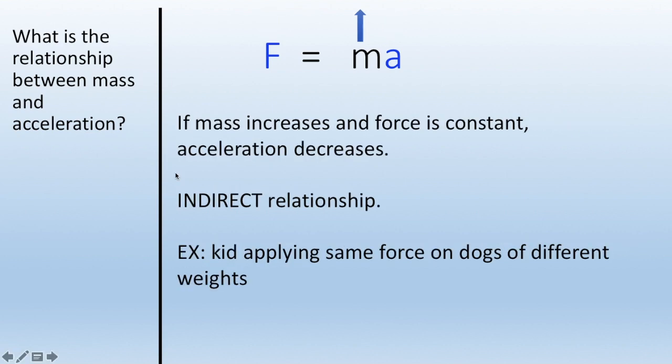All right, so what is the relationship between mass and acceleration? If mass increases and force is constant, then acceleration will be indirectly affected. And so this indirect relationship shows that when you increase the mass and apply the same amount of force, the acceleration will decrease. Vice versa, if the mass decreases, then the acceleration will increase. For example, when we had that kid applying the same force on dogs of different weights or different masses.